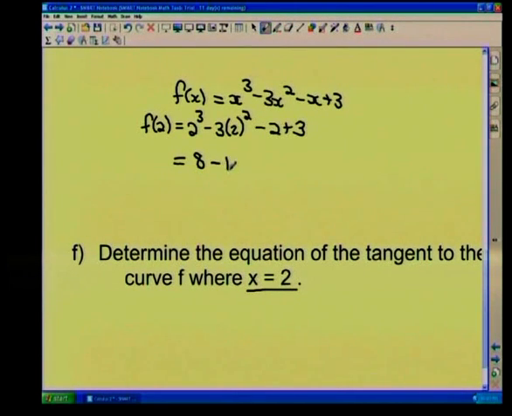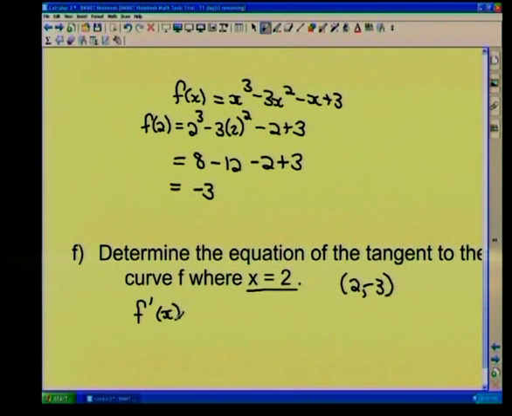So it's 8 minus 12 minus 2 plus 3, which is going to give me 11 minus 14. 11 minus 14 is minus 3. So we have a coordinate (2, -3). Okay, so once we're here, we have the point of contact. The next thing to do is to find the actual gradient.